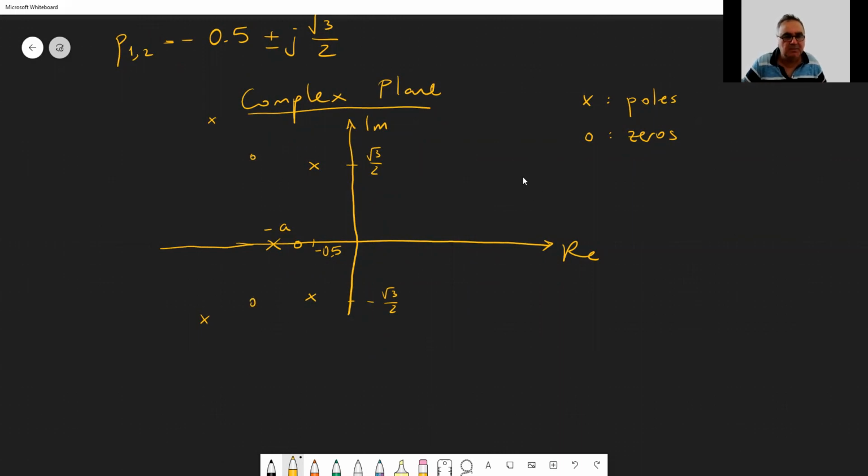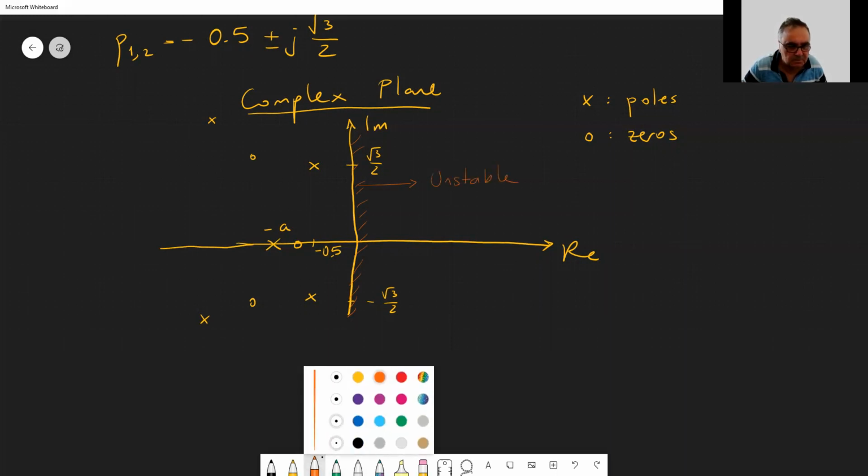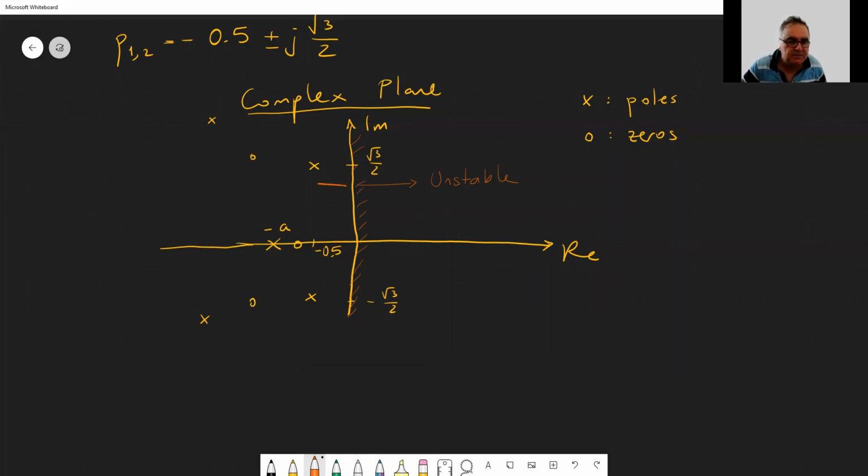Okay. The main thing is that there is a dividing line, which is this imaginary axis. And if you have any poles on this side, you have an unstable system. Whereas if the poles are here, you have a stable system. So the imaginary axis on the complex plane is the dividing line between stable and unstable responses.